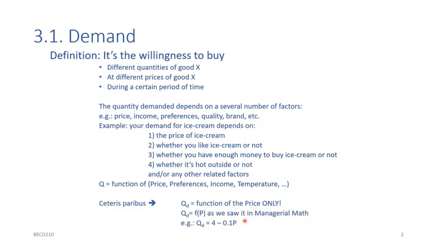Like we saw in managerial maths, an example for the demand function is QD equals, for example, 4 minus 0.1p. In the next slide, we will explain why we have this negative slope. We can calculate the inverse of this demand function, as you can see here in details. Now, the inverse demand shows the price as a function of the quantity demanded.